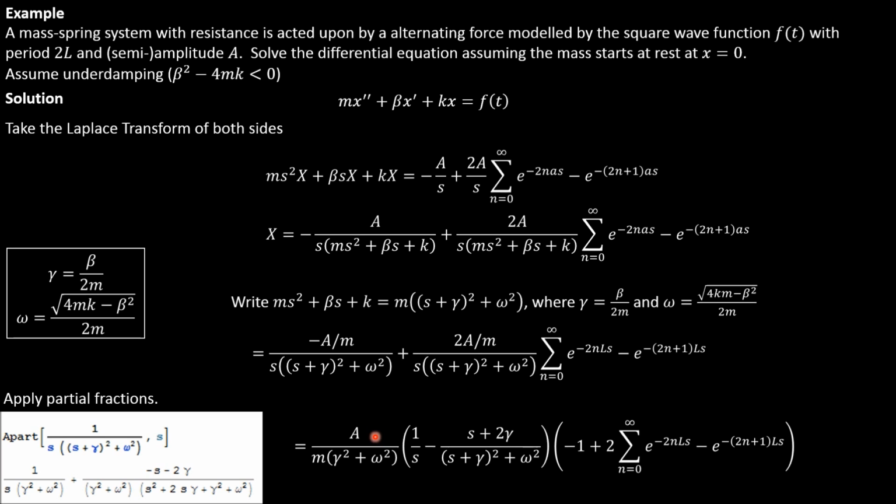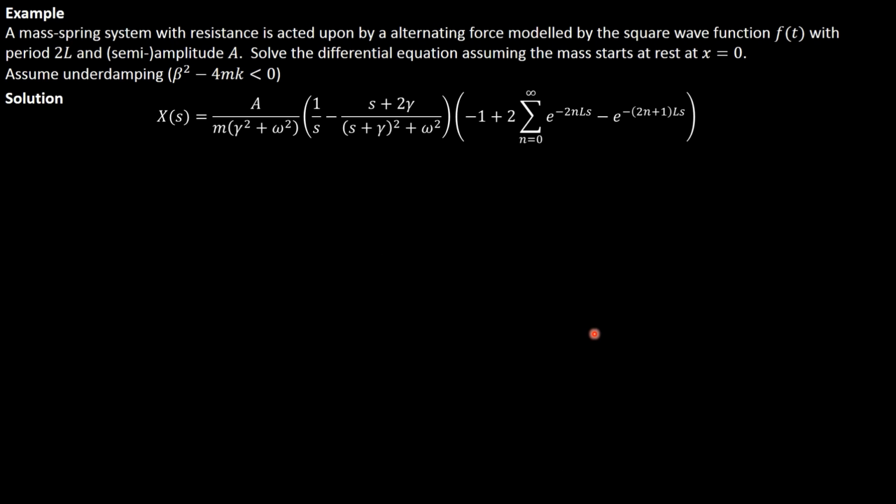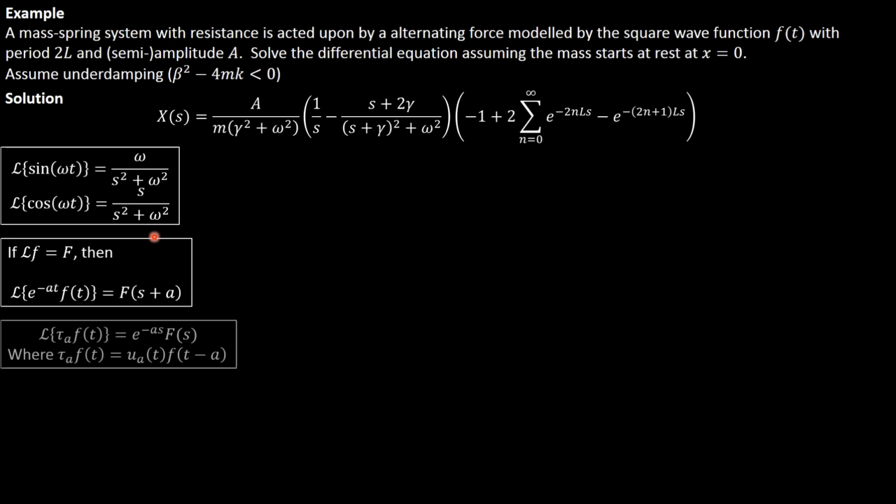But do keep in mind, what you have here in the end is a constant, some function of s and some function of s. So this is our Laplace transform of x. And we're going to use these three formulas to take the inverse Laplace transform and find a function lowercase x of t that satisfies this.